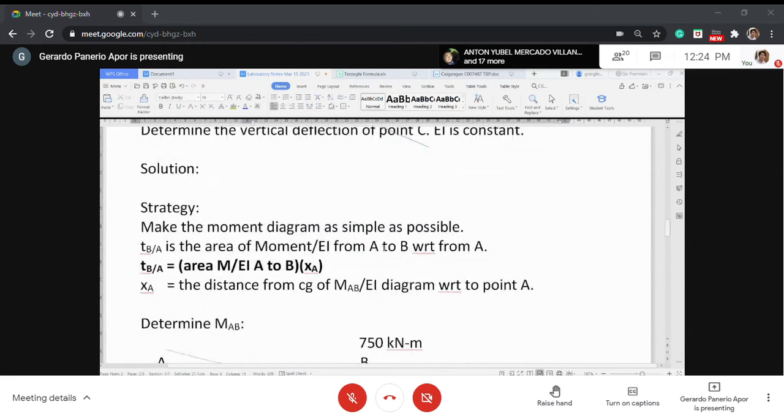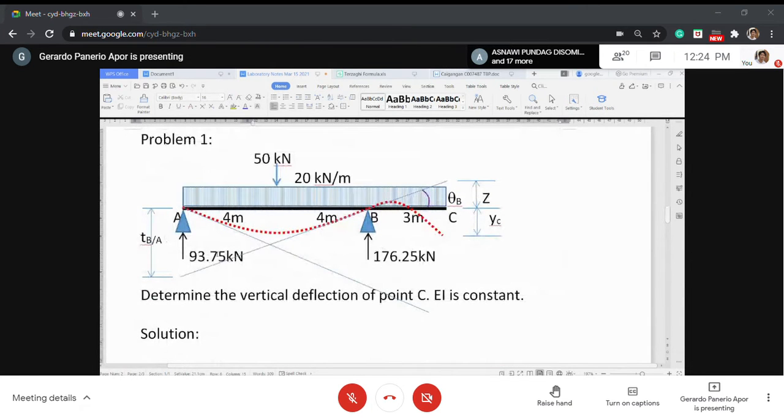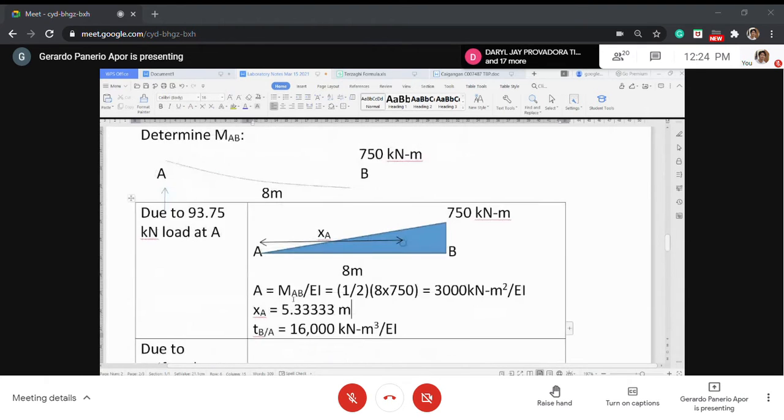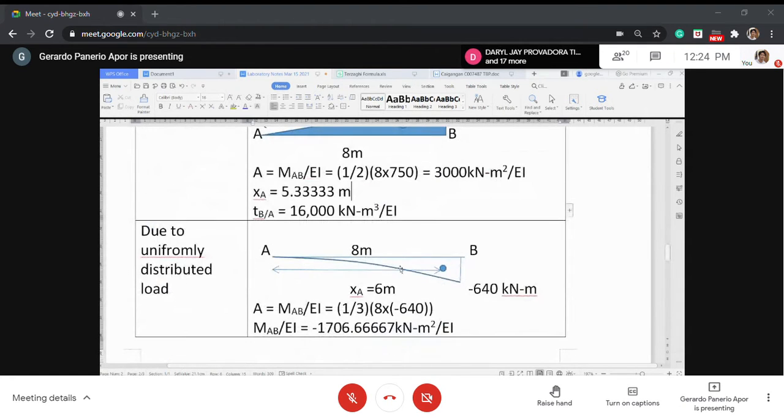Now, only two loads are left because I have already done the 93.75, so I have to go with the uniformly distributed load. Remember, only AB. Do not consider BC, whatever moment diagram is there. That is not our concern because I need only AB according to the formula. So the moment diagram is like this, and the moment at B is 640.